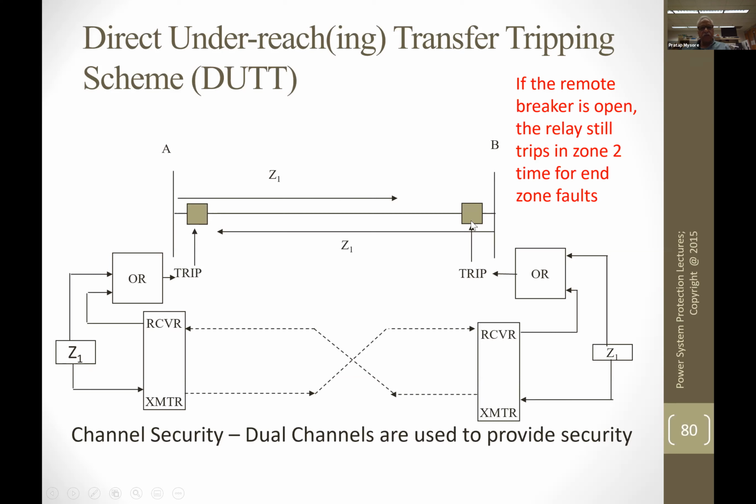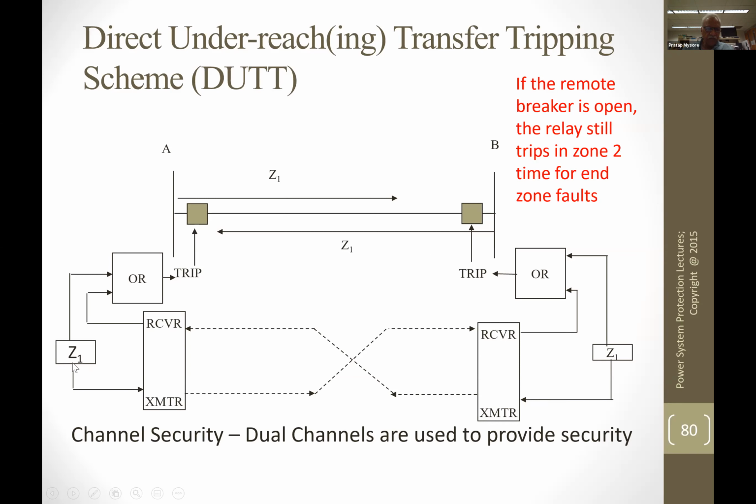So I use a communication channel to send a trip command to both the local breaker as well as the remote breaker. Similarly, if this relay operates here, I send a signal to open this breaker also along with this breaker. So we are exchanging the trip signal, the open command, to be sent to both the breakers at the same time. This is called direct underreaching transfer trip. The underreaching in DUTT comes because we are using an underreaching zone 1 relay to transmit this to the remote end.